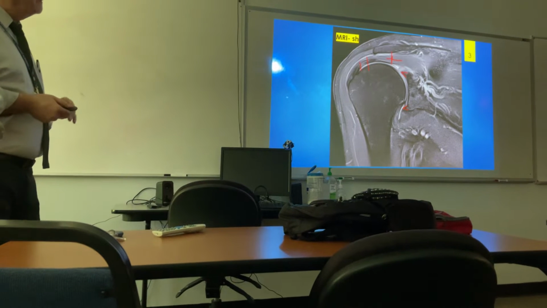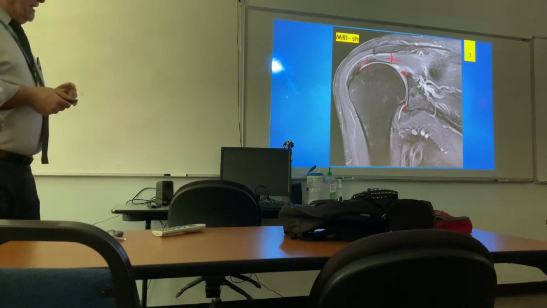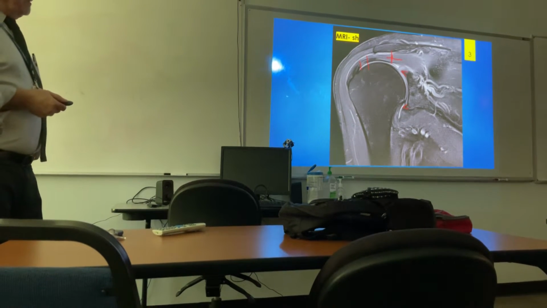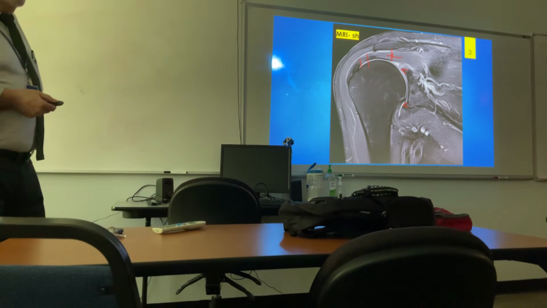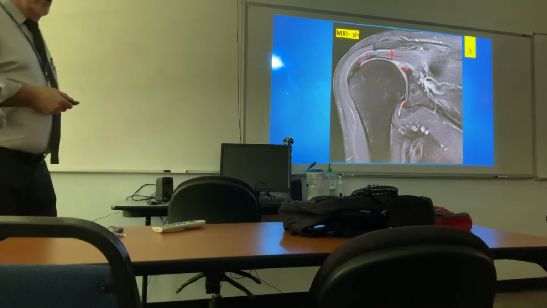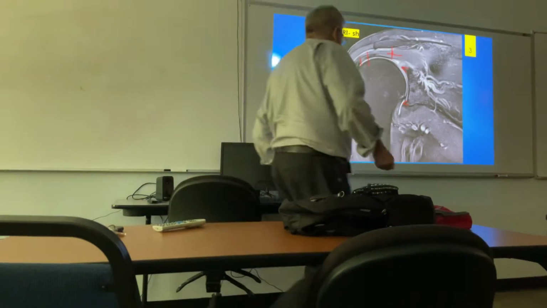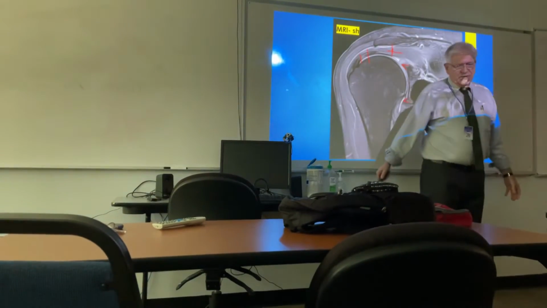On MRI, is this sagittal or coronal or axial? Axial. It looks like coronal, okay? So just to be sure, okay, it's like this.